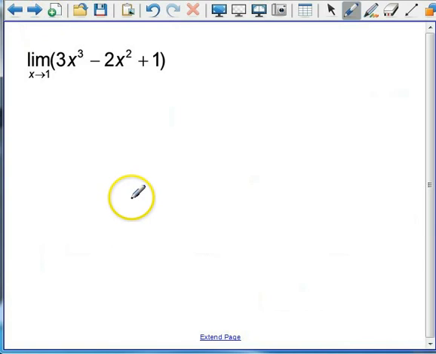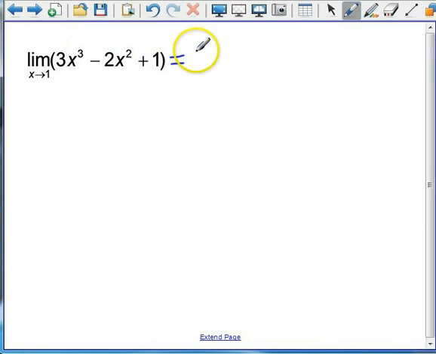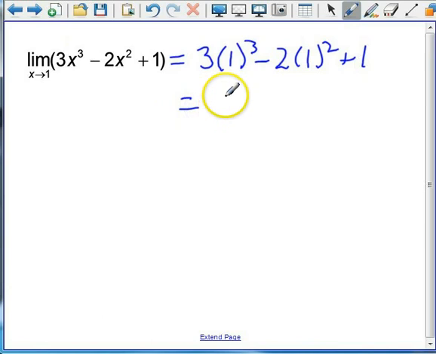Okay, well, in both of those cases, it was pretty clear that we had limitations on our domain because they were rational functions. What about the limit of a polynomial, where there are no restrictions on the domain? In other words, the domain is all real numbers. Well, these are great because all we have to do is plug the number straight in. So this is going to equal 3 times 1 cubed minus 2 times 1 squared plus 1, and our limit is going to be 3 minus 2, which is 1, plus 1, which is 2.